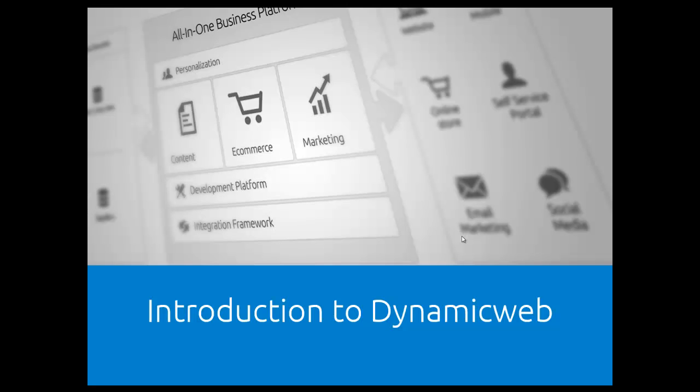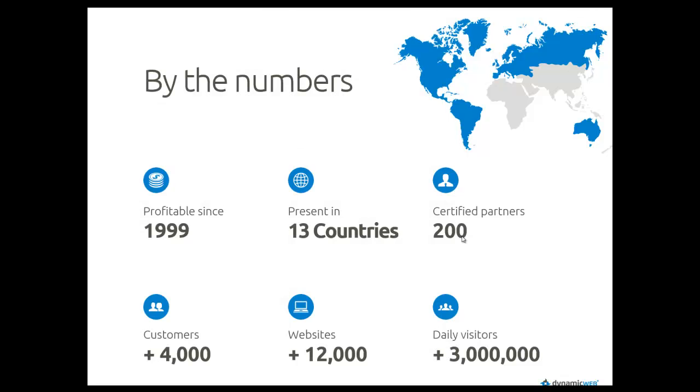But going back to the agenda, today is basically an introduction to Dynamicweb for those who don't know us. We are a Danish-based company founded in 1999. We are present in most countries around the globe, and we have 200 local partners so that our customers always can get local support and service wherever they are in the world. Currently we have more than 4,000 customers using Dynamicweb.